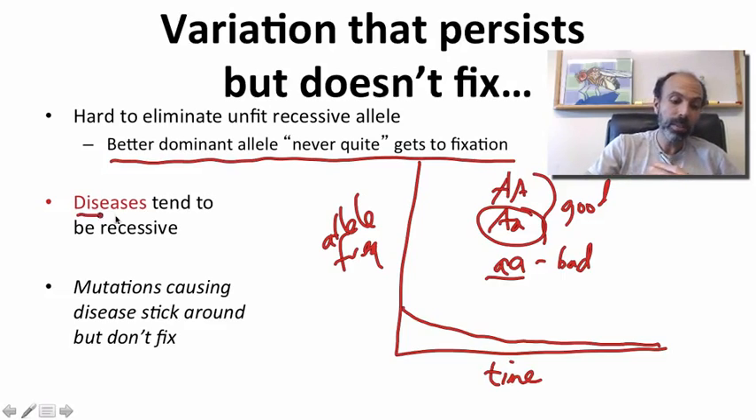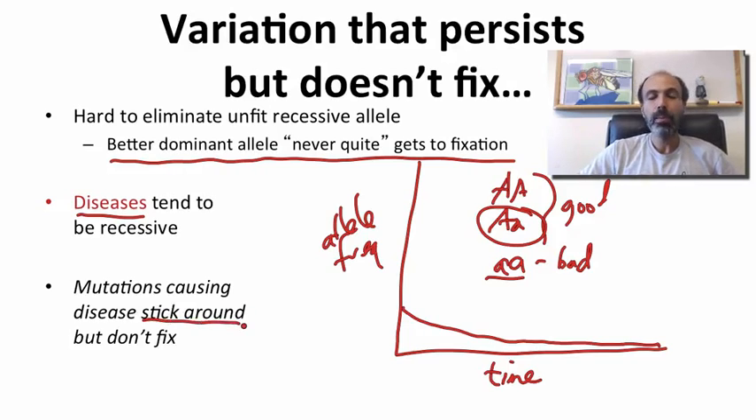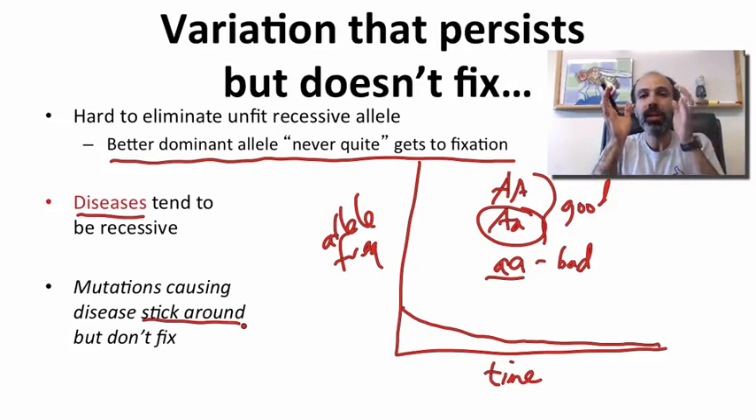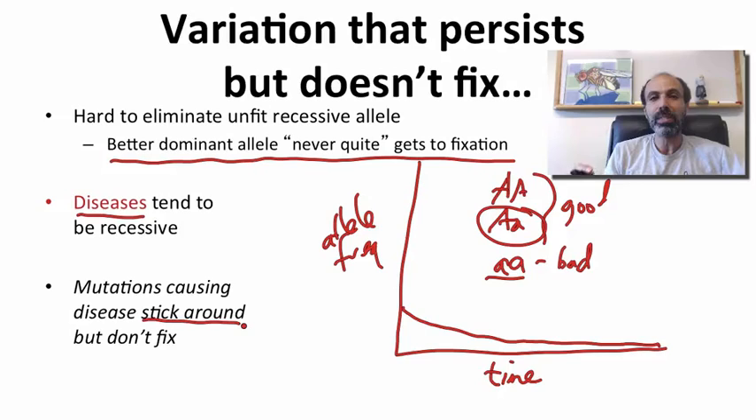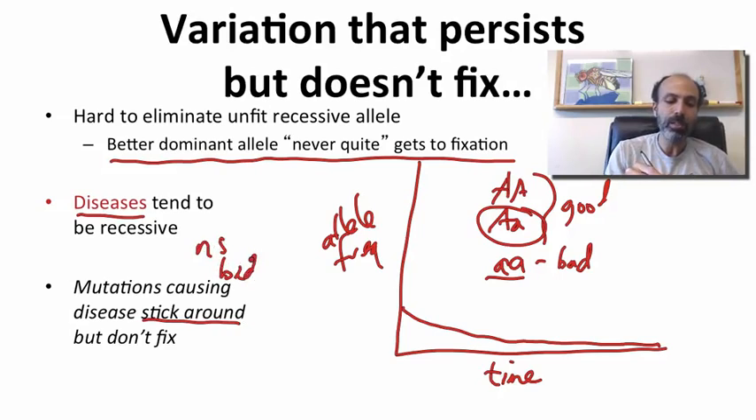Now, a lot of diseases, as I mentioned way back when, tend to be recessive. And as a result, these mutations causing disease will stick around within populations, but never fix, and they eventually do get lost, but it takes a very long time for them to get lost. So this is variation that you'll see that will stick around within species, and it affects the within species numbers, but does not affect the between species numbers. And these diseases will tend to be associated with non-synonymous bad variation.